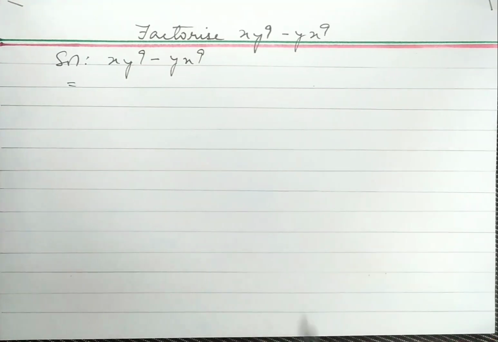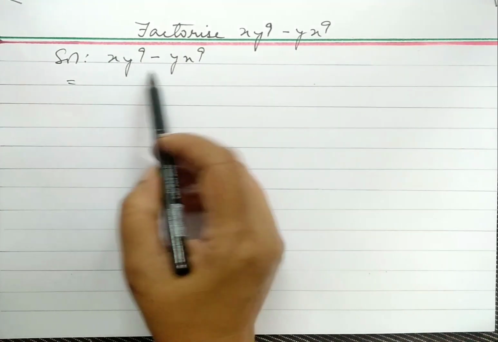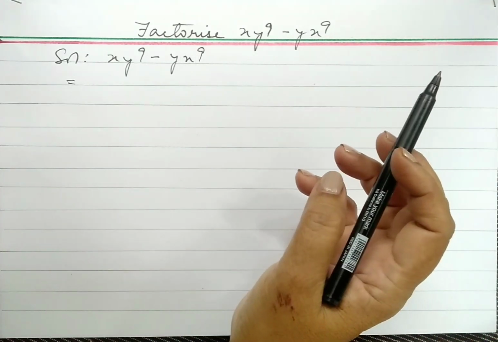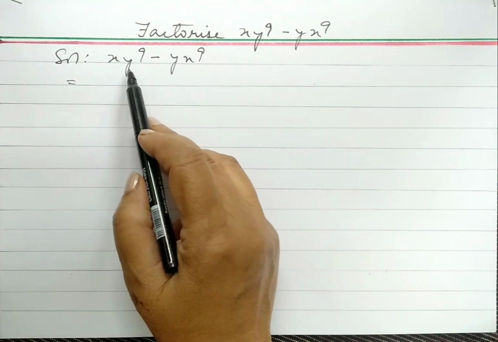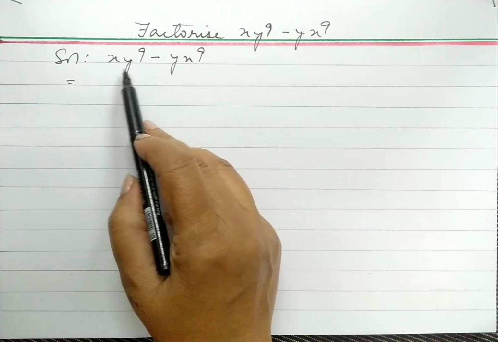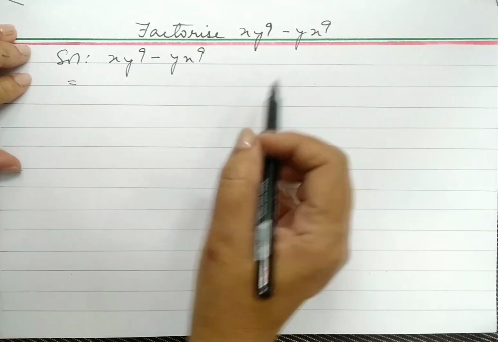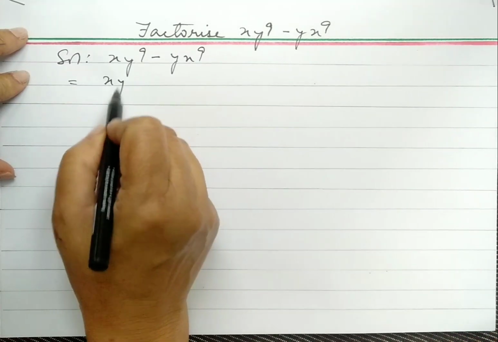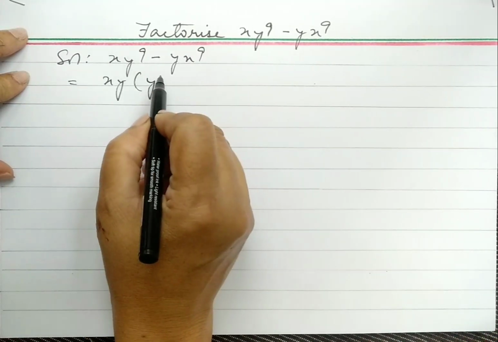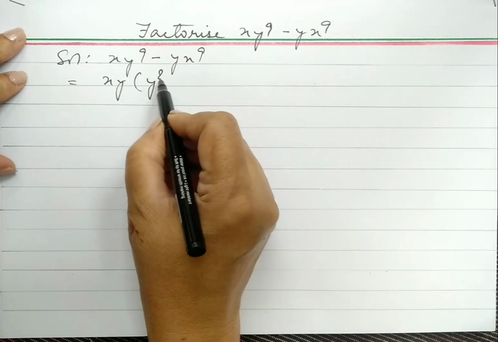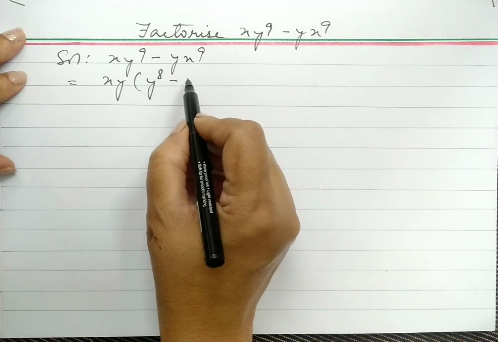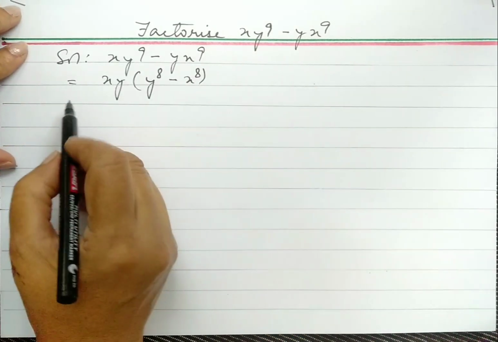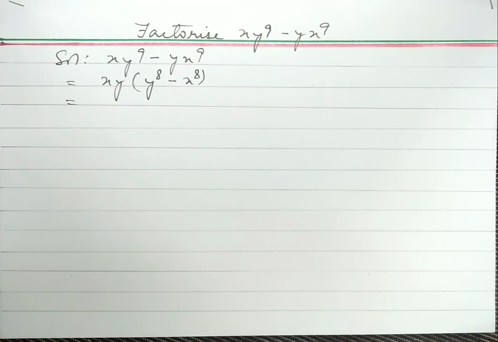So the next thing we do is we try and find out something that is common between both the terms. Obviously, xy, they both have xy, am I right? So let's have it like this. xy, what remains here is y to the power 8 minus x to the power 8. Alright, next, what do we do?